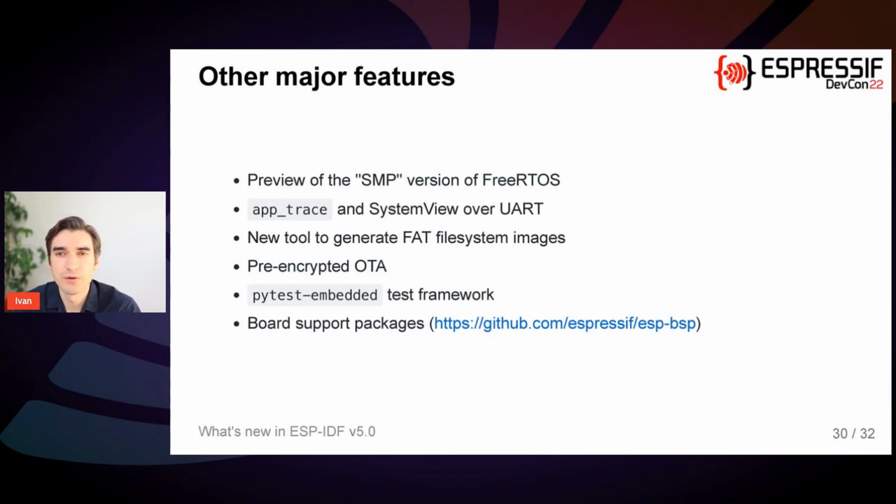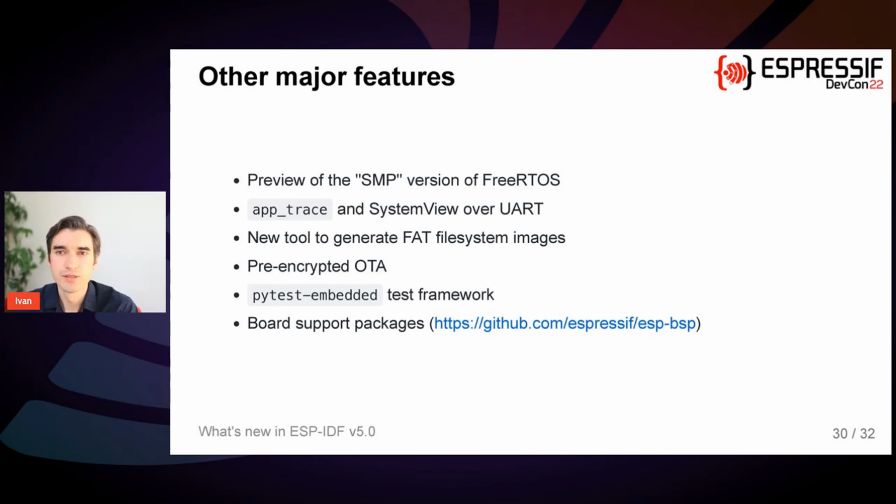We also now have support for tracing over UART. Previously, this was available only through JTAG. The AppTrace and SystemView features, where SystemView depends on AppTrace, can now work over UART. So if you have a spare UART and you want to enable tracing, but you can't use JTAG for some reason, then you can get fairly high-speed SystemView traces if you have a high-speed enough external USB to UART adapter.